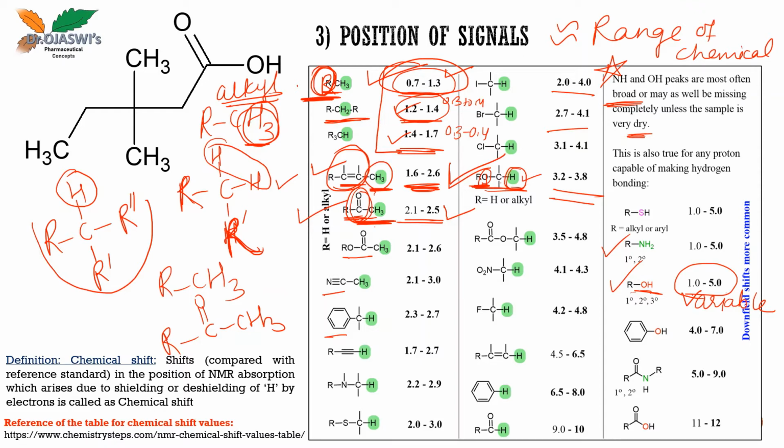Same way, very characteristic values which you can remember are the aromatic protons, which appear between 6.5 to 8, and the aldehydic proton, which appears at 9 to 10 ppm. These are very characteristic values which you have to remember. The ROH and RNH2 protons can appear anywhere. That is the variable range given here. Okay, so let us proceed.